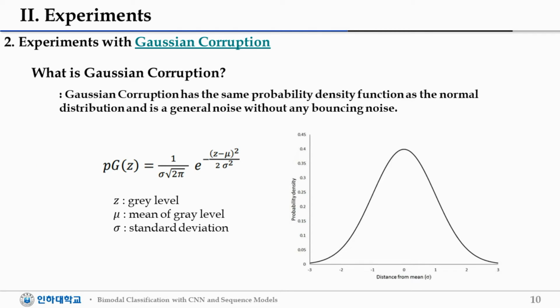Next is the Gaussian corruption. Gaussian noise has the same probability density function as the normal distribution, and it is a general noise without any bouncing noise. It is characterized by a distribution that occurs randomly to some extent and is generally easy to apply. The probability density function for the Gaussian is as follows. Z represents the grade level, mu the mean grade level, and sigma its standard deviation.